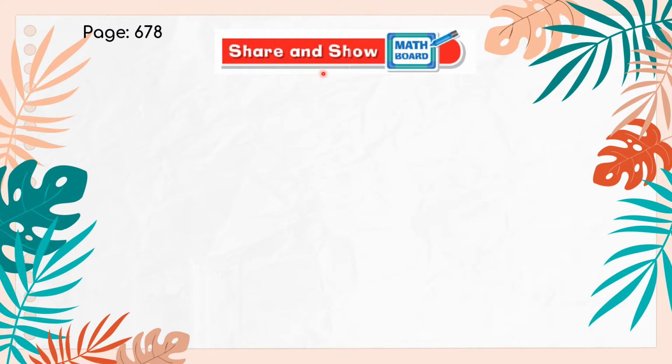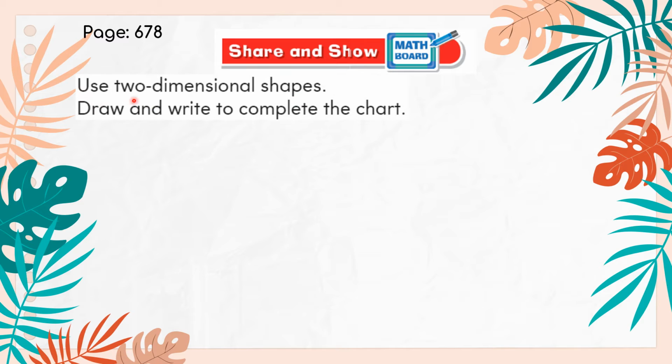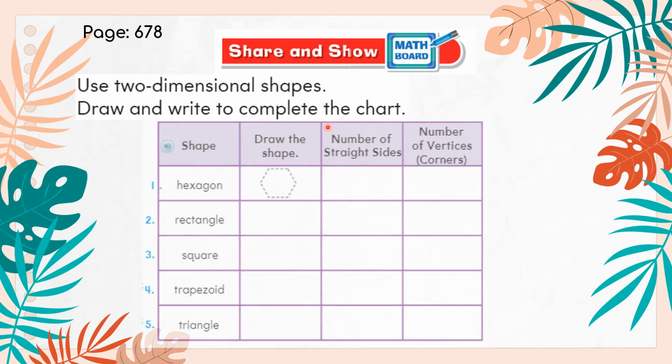Moving on to page 678, let's look at the share and show question. Use two-dimensional shapes, draw and write to complete the chart. So you can see we have a chart here. Now what do we have to write in the chart? We have the name of the shape. You can see we have hexagon, rectangle, square, trapezoid, triangle. Now next, the column says you have to draw the shape. So they have already done the first one for us. They have drawn the hexagon. So you're going to draw the shape here.